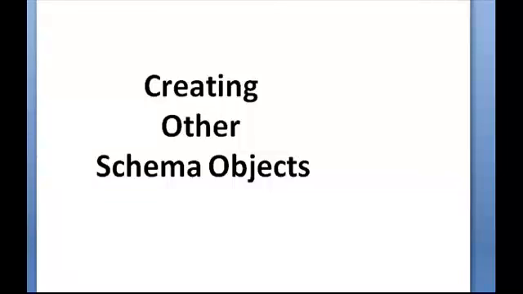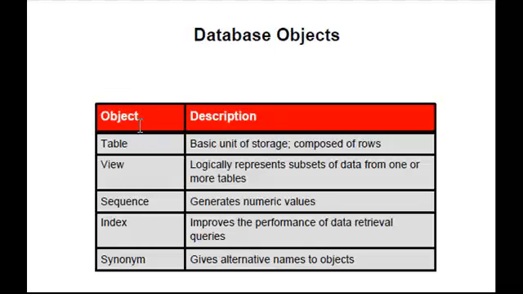Creating other schema objects. So far we've spoken about table objects. Now we're going to talk about the view. What does the view object look like? A view is a logical representation of a subset of the data from one or more tables. What do I mean by that?